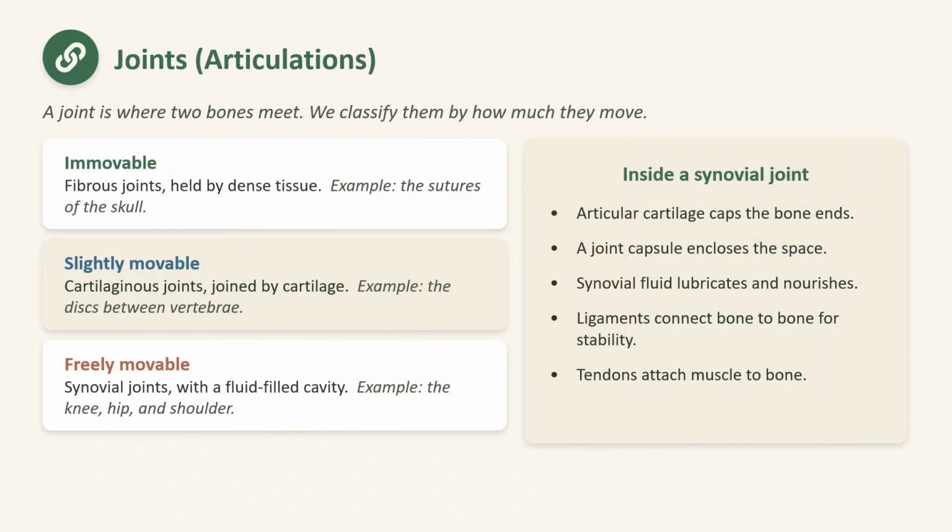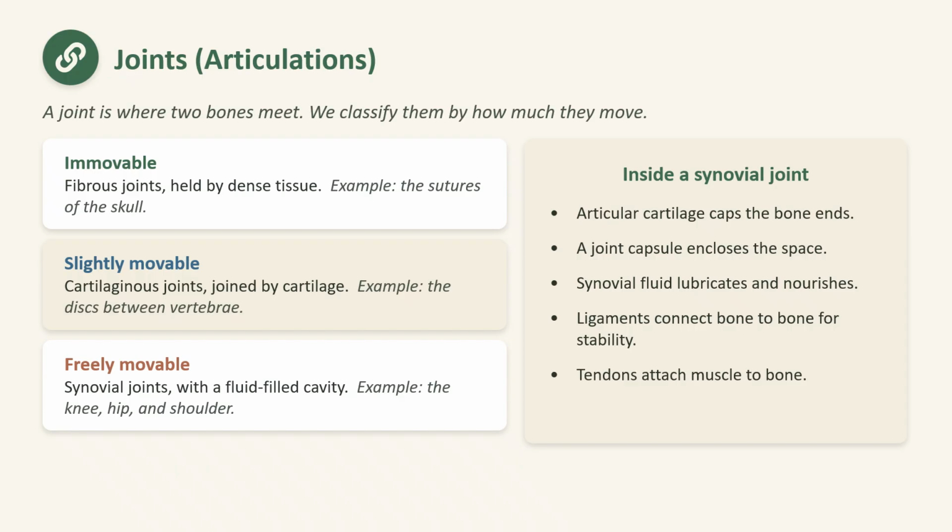Now for joints. Bones would be completely useless without our joints. A joint or articulation is simply where two bones meet, and the useful way to classify them is by how much movement they permit. Immovable joints, structurally called fibrous joints, are held together by dense connective tissue. The classic example is the sutures of the skull, those jagged seams that lock the cranial bones into a protective vault.